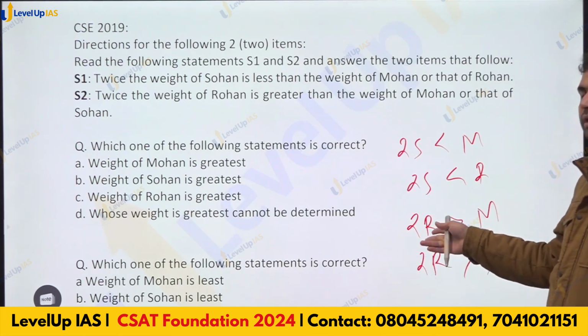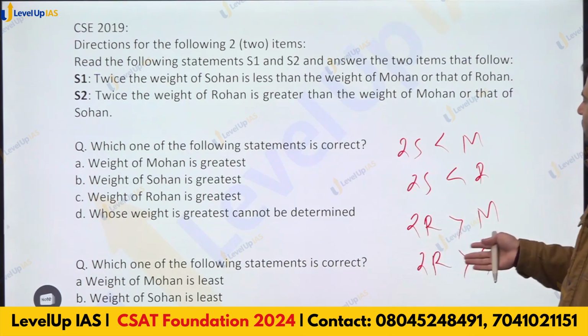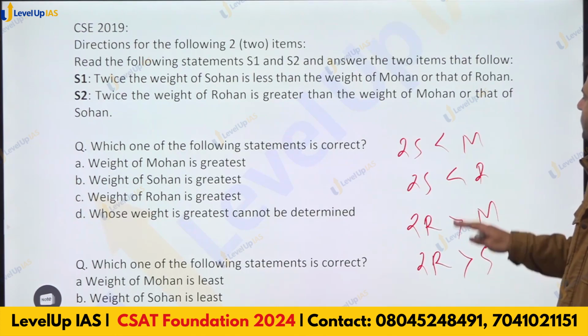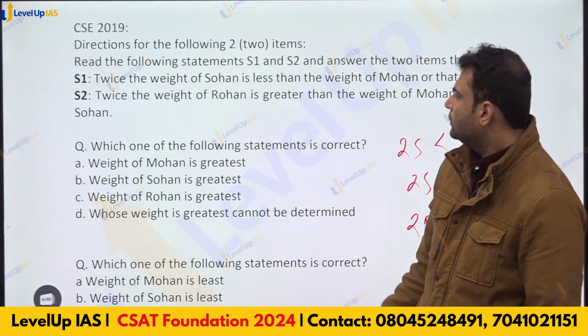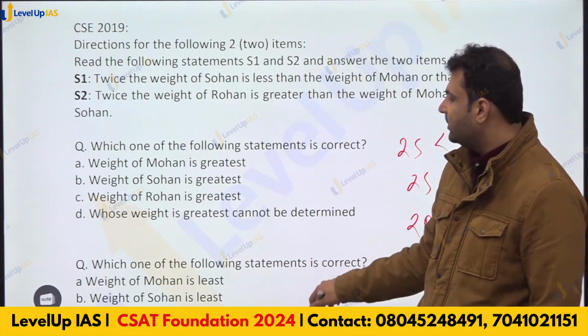No, because Rohan's weight being greater than M by 2 does not imply anything about the comparison of Mohan and Rohan. Sohan's is the least, that we know. But between Mohan and Rohan, we have nothing to decide who is heavier. So the answer here is option D, whose weight is greatest cannot be determined.